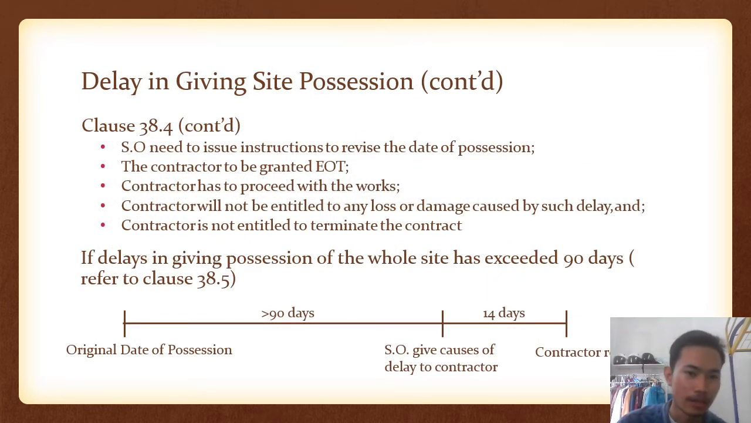Continue. The SO needs to issue an instruction to revise the date of possession, the contractor is to be granted EOT, the contractor has to proceed with the works, the contractor will not be entitled to any loss or damage caused by such delay, and the contractor is not entitled to terminate the contract.